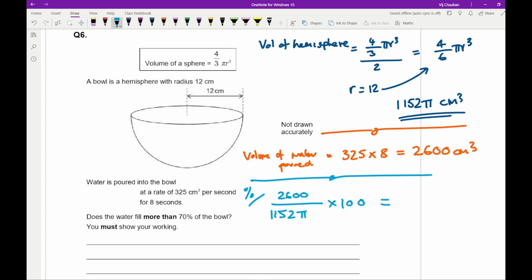Now if I type that all into my calculator, I should end up with an answer of 71.8%, and that's to 1 decimal place. So going back to the question, does the water fill more than 70% of the bowl? The answer is yes, it does.